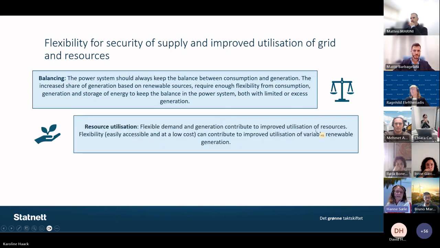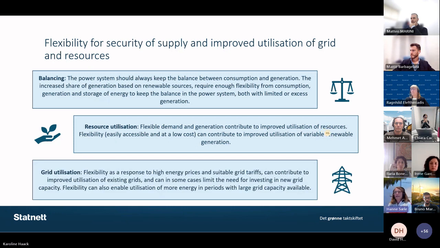The second is utilizing flexibility to contribute to improved resource utilization. That's also to have flexible demand available when there is generation from variable renewable sources. And the third, flexibility as a response to high energy prices and also as a response to grid tariff that can contribute to improved utilization of the existing grid. If you can reduce peak load and flatten consumption, that will be a benefit for the grid. And in some cases, it can reduce the grid investments.